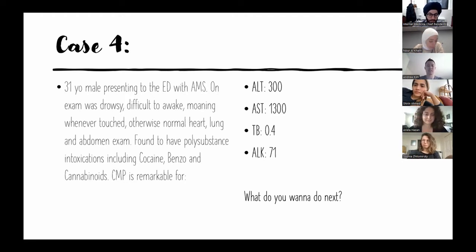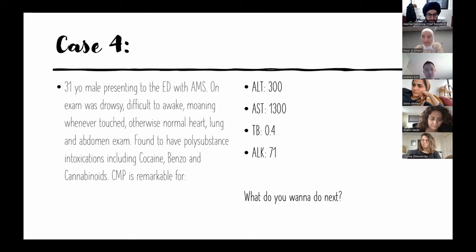31-year-old male presenting to the ED with AMS. On exam was drowsy, difficult to awake, moaning whenever touched, otherwise normal heart, lung, and abdomen exam. Found to have polysubstance intoxications, including cocaine, benzos, and cannabinoids. CMP was remarkable for elevations in ALT, AST greater than ALT, T-bili of 0.4, alk phos of 71.